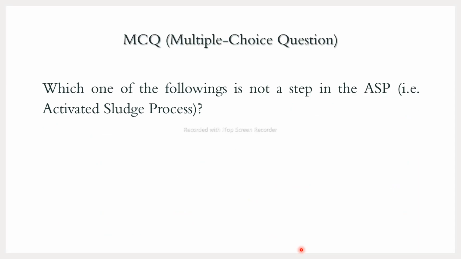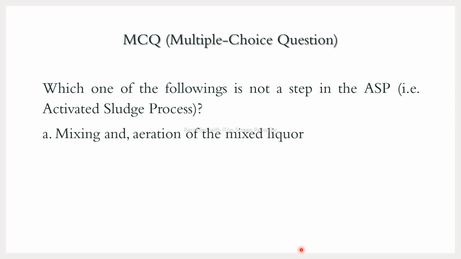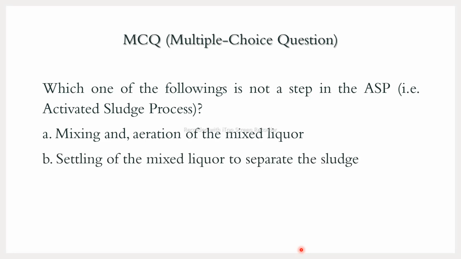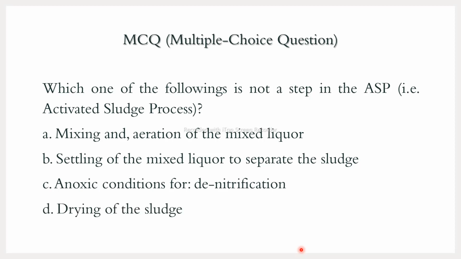Then our next MCQ is, which one of the following is not a step in the ASP? ASP is the short form of activated sludge process. Option A, mixing and aeration of the mixed liquor. Option B, settling of the mixed liquor to separate the sludge. Option C is anoxic conditions for denitrification. And option D is drying of the sludge. Which one among the four is not a step of the activated sludge process?